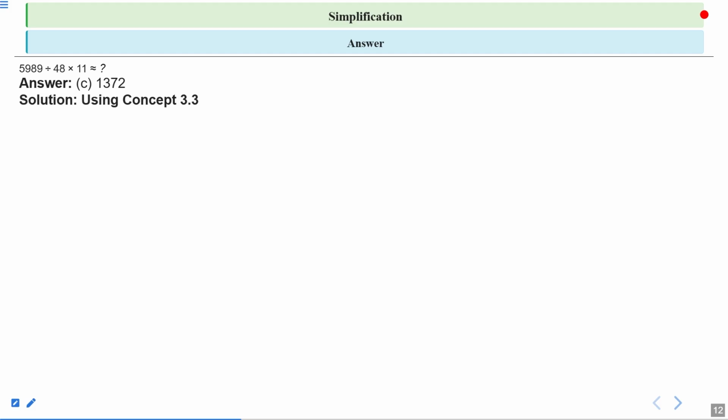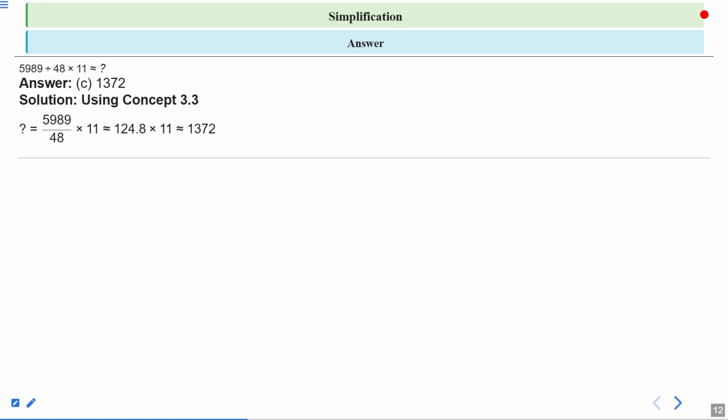So see the solution using concept 3.3 in this question. The question mark will become 5989 upon 48 multiplying by 11. When we simplify it, we get approximately 124.8, and multiplying by 11, we get approximately 1372. So C is the correct answer.